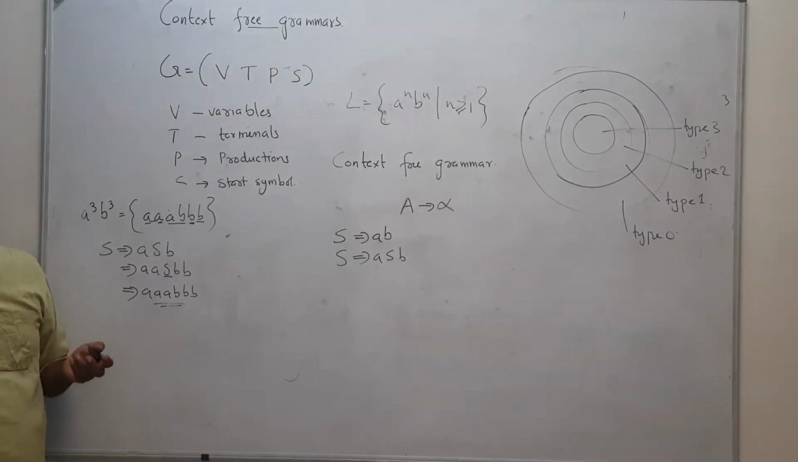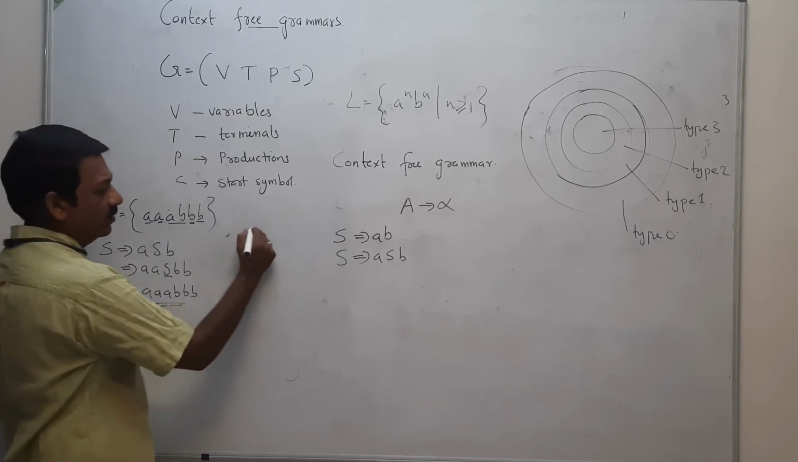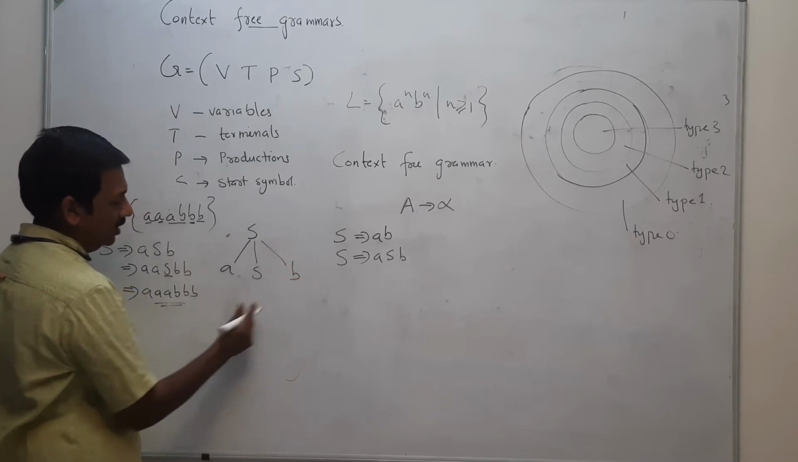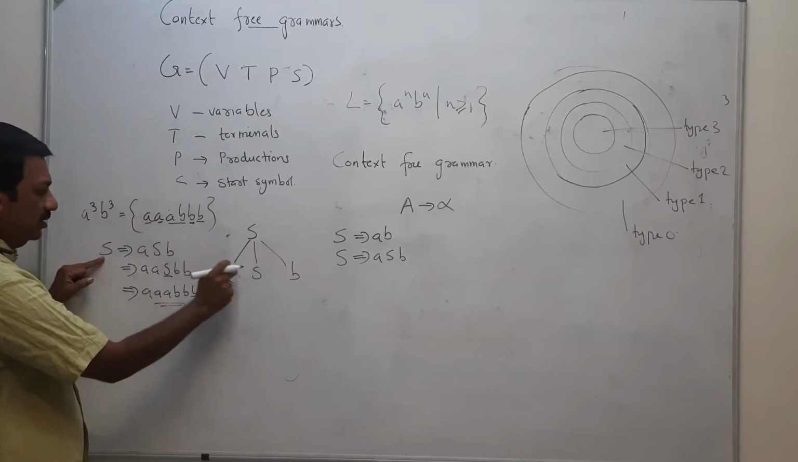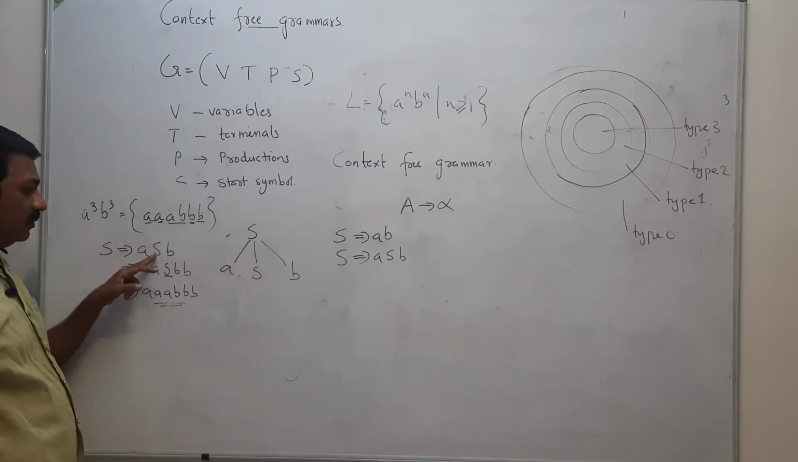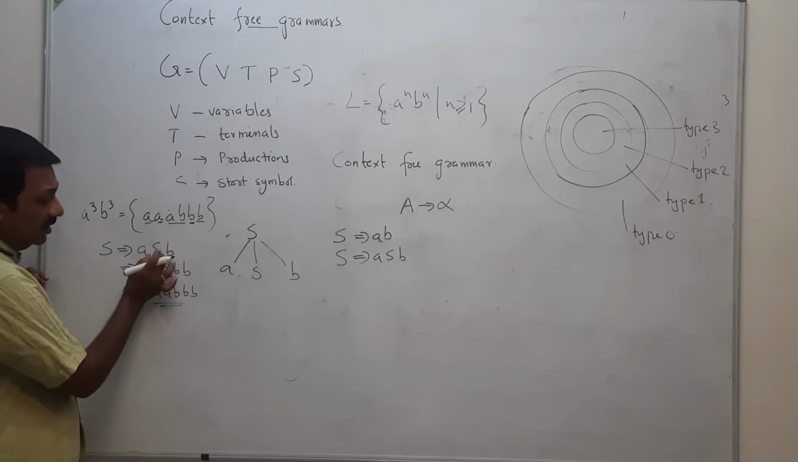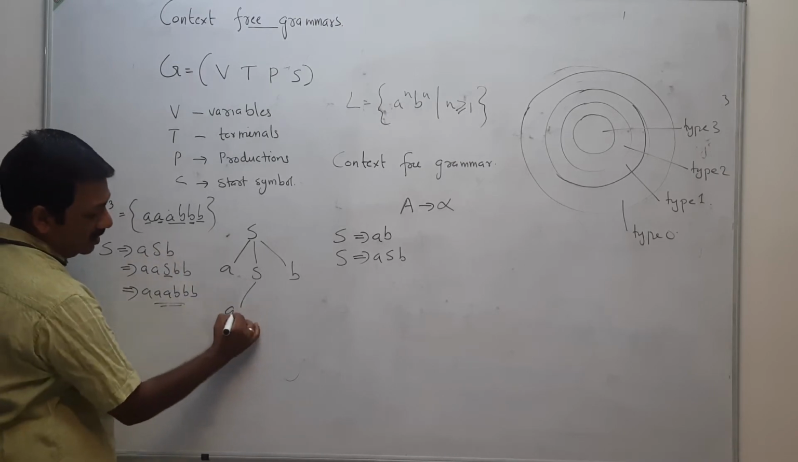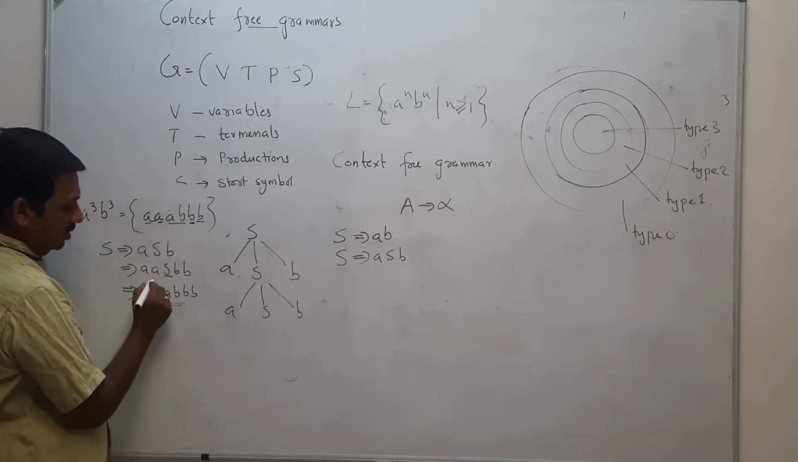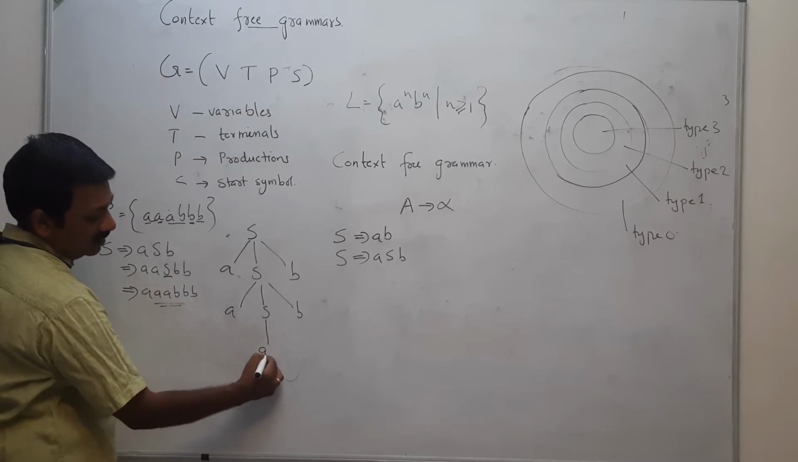Now, I am going to show the parse tree for this. From the start symbol we have generated a S b, right? From the start symbol you are generating a S b. Now this a and b are terminals, and from this S we are going to generate another a S b. Now from this you are going to generate a b. That means this is a b.